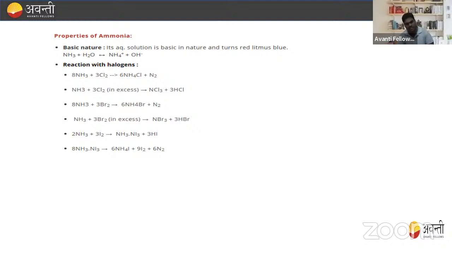So always remember, whether the question asks for chlorine in excess, bromine in excess, or ammonia in excess. Whenever ammonia is in excess, it will form ammonium chloride, ammonium bromide, and ammonium iodide. Whenever chlorine or bromine is in excess, it will form NCl3 and NBr3. So remember this point. These are very, very important. I hope this is clear to you, right? Good.